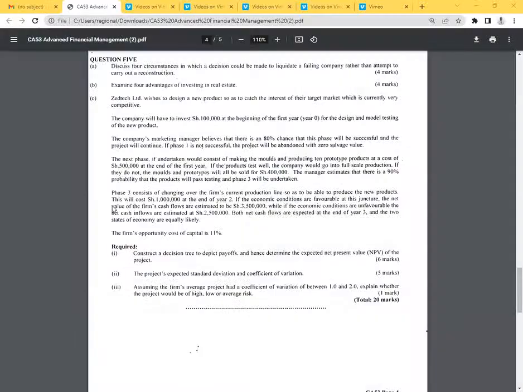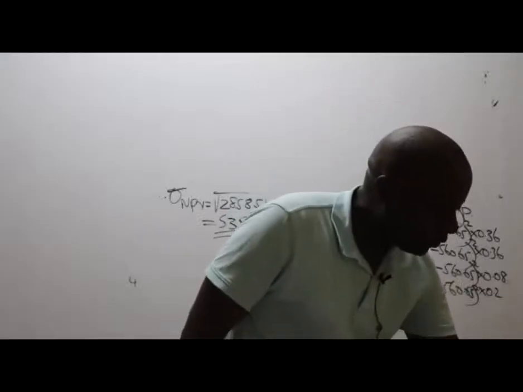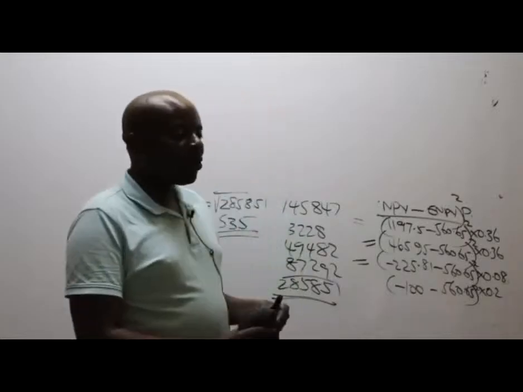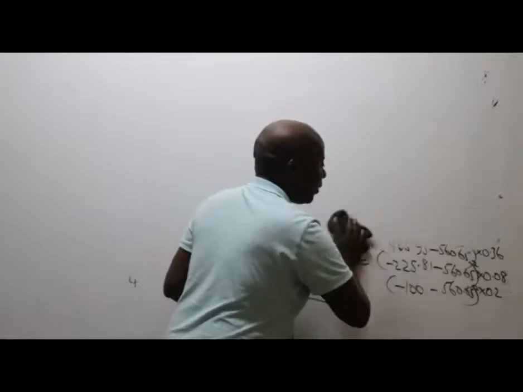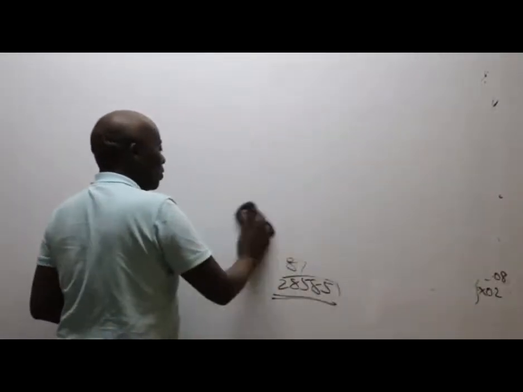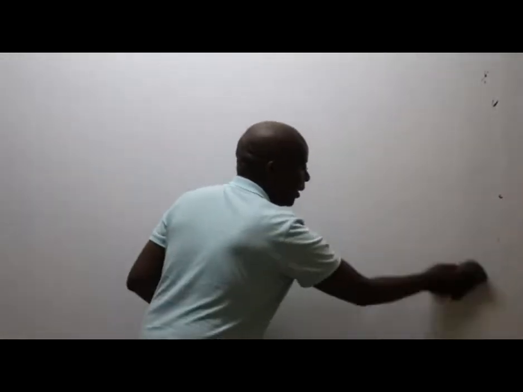Can somebody in this case give me the formula of getting the coefficient of variation? Coefficient of variation, CV. Is there anybody who is able to remember the formula of CV?